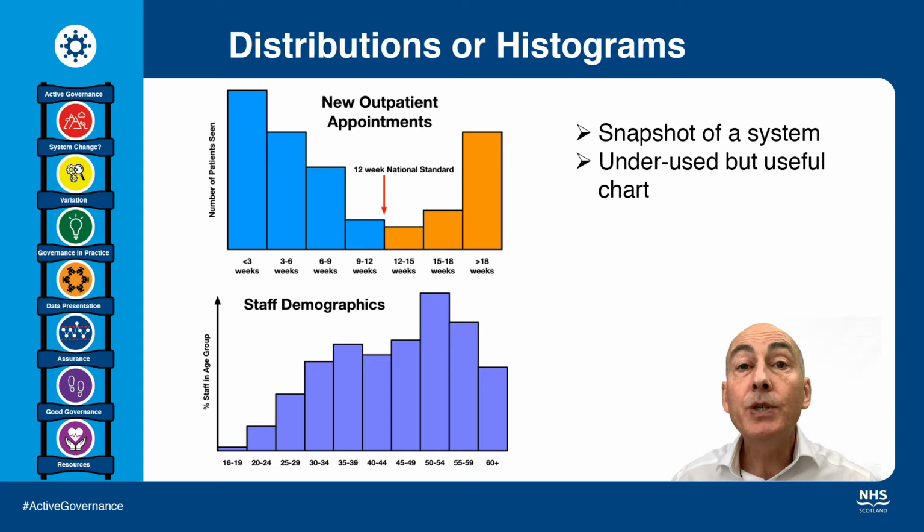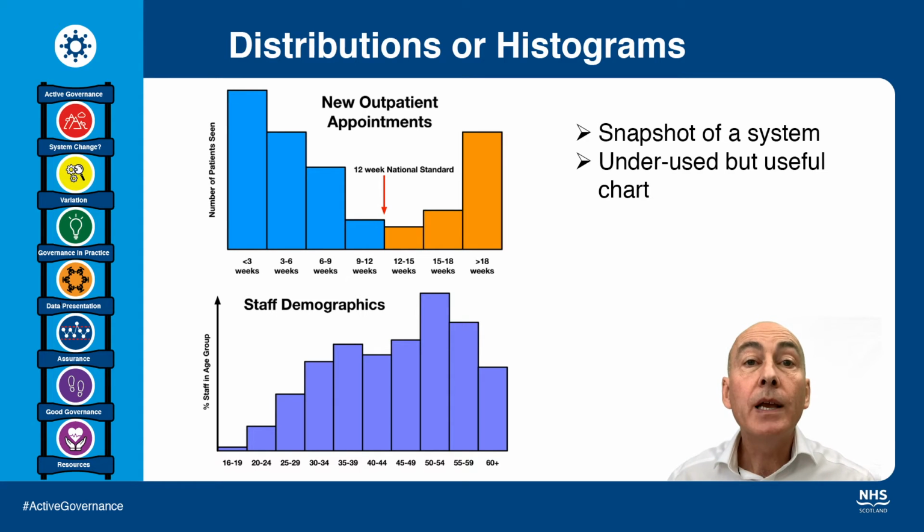The distribution, or sometimes called the histogram, is great for giving you a snapshot of your data. But it's honestly underused. You very rarely see it within your board papers. There are a couple of examples here just to demonstrate.